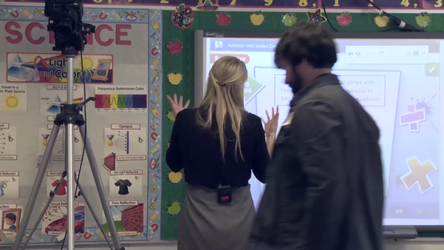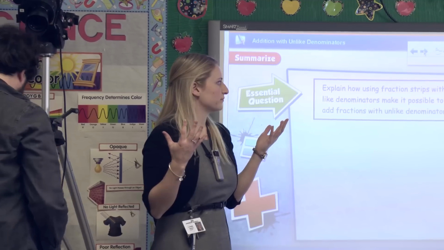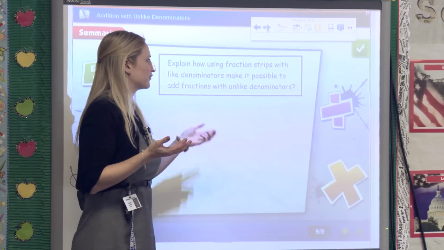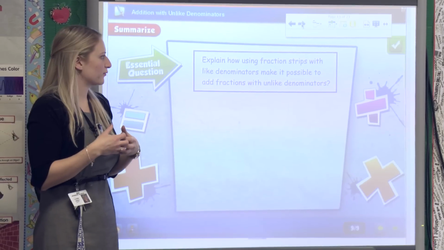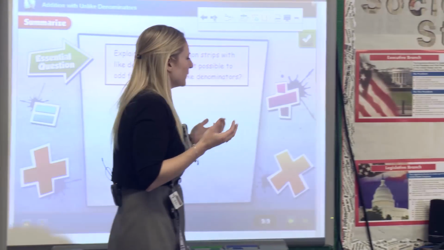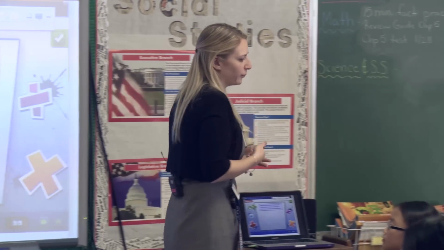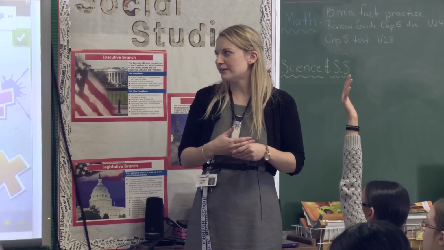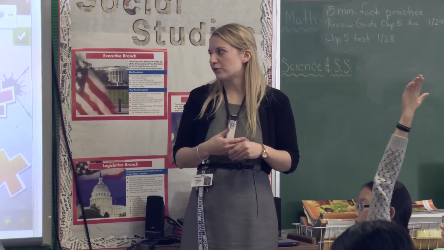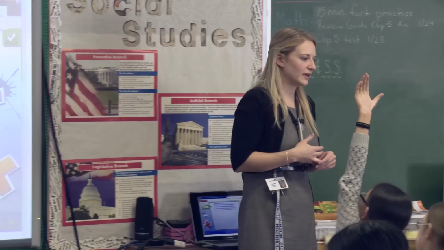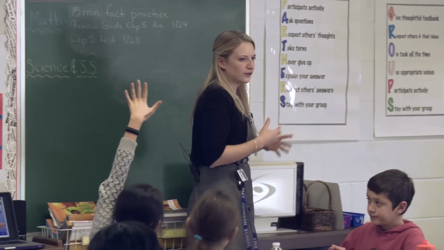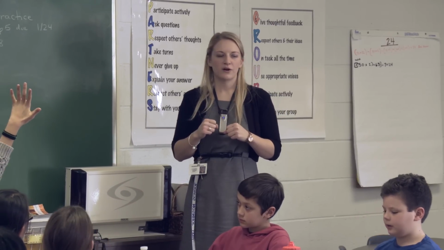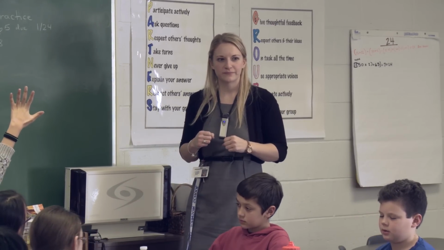So who can explain to me, answer our essential question, how, using fraction strips, how does it help us to find like denominators so that we can add our fractions? Or even, how did the modeling help you? So who can answer that question for us? Explain how using fraction strips with like denominators made it possible to add fractions with unlike denominators. Who can give me an example from their work? How did using fraction strips with like denominators help us to solve problems with unlike denominators?